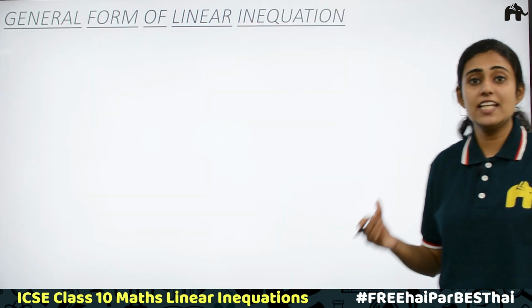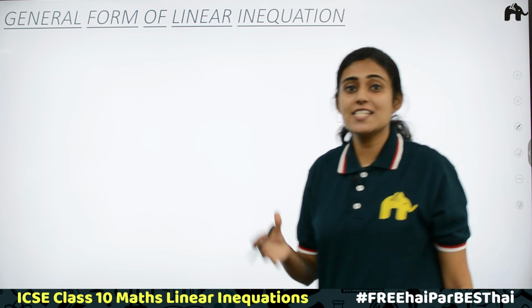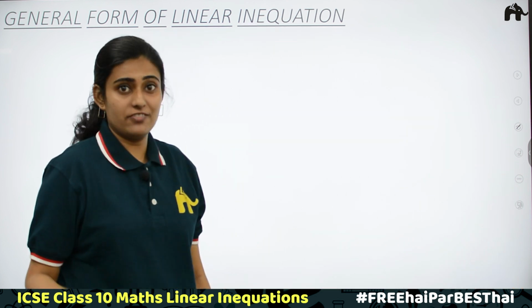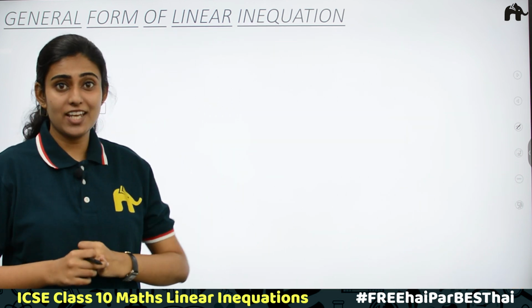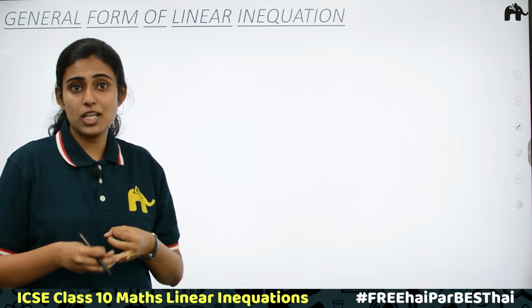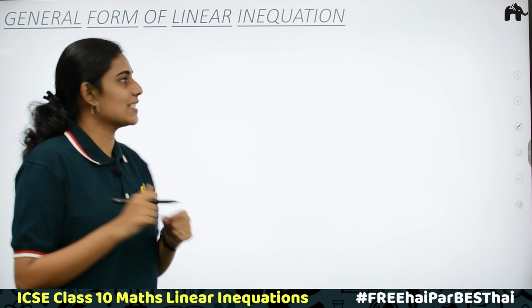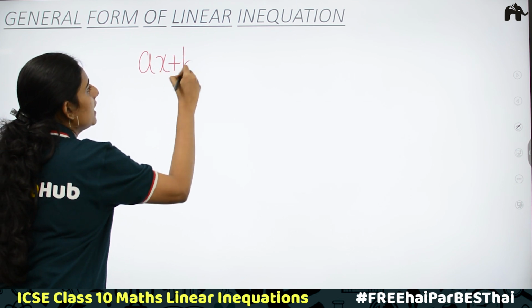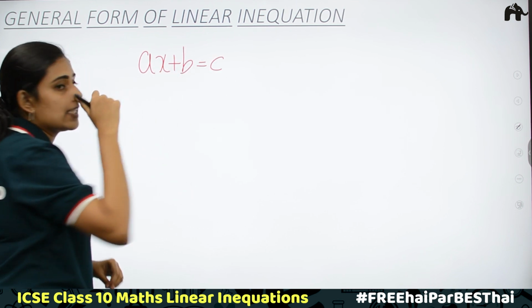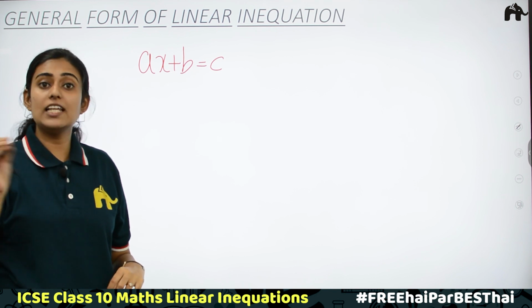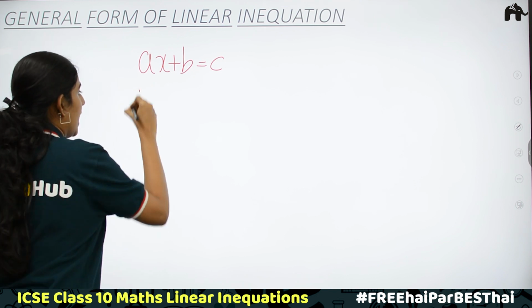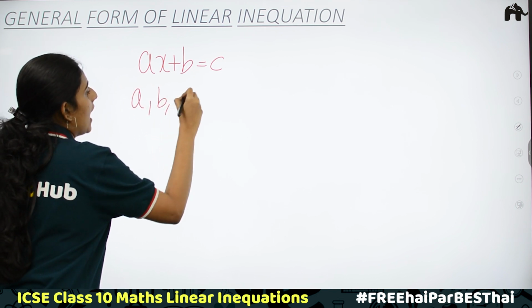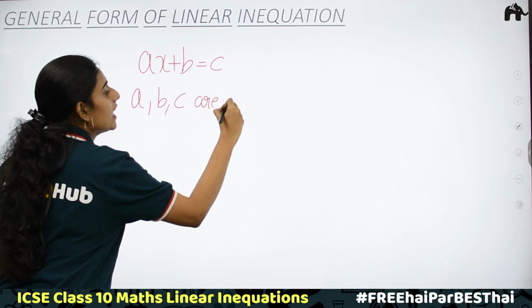General form of linear inequation. We all know the general form of linear equation. We have studied linear equations in one variable, linear equations in two variables, with x, with y, etc. ax plus b is equal to c. This is the general form of linear equations, where a, b and c are real numbers.